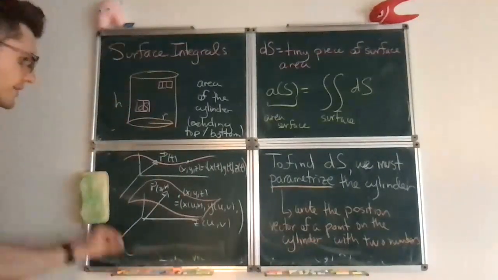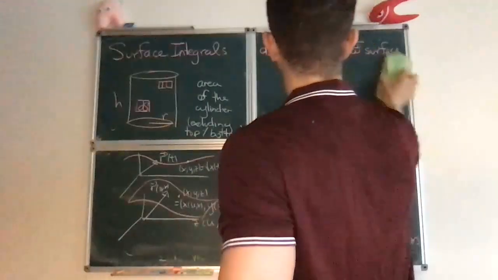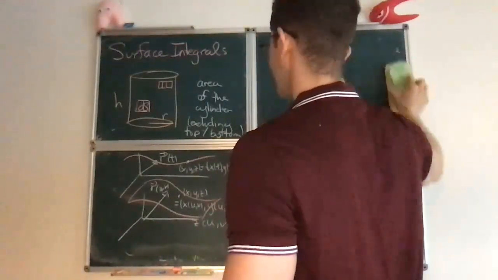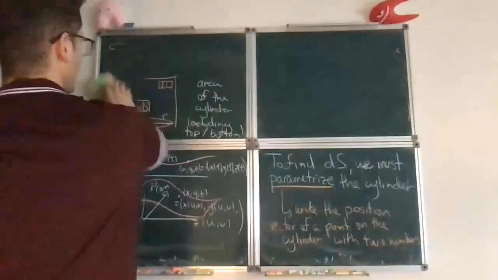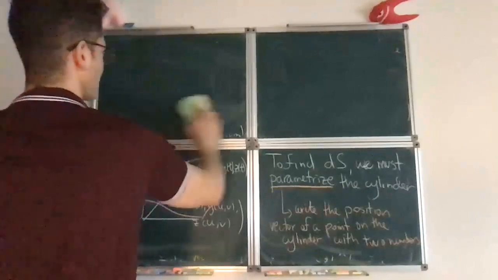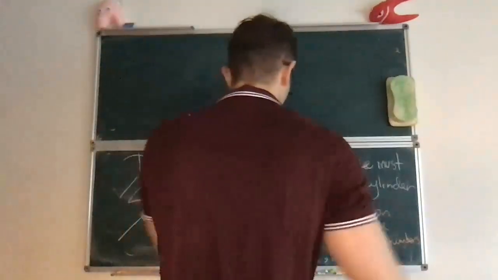And again, just to make this concrete, let's try to think about what the case of a cylinder looks like, what a parameterization for the cylinder will be. Let me draw this again. Let's introduce a coordinate system.